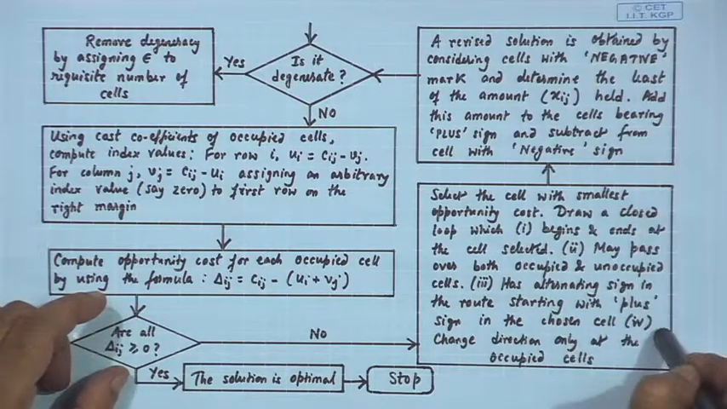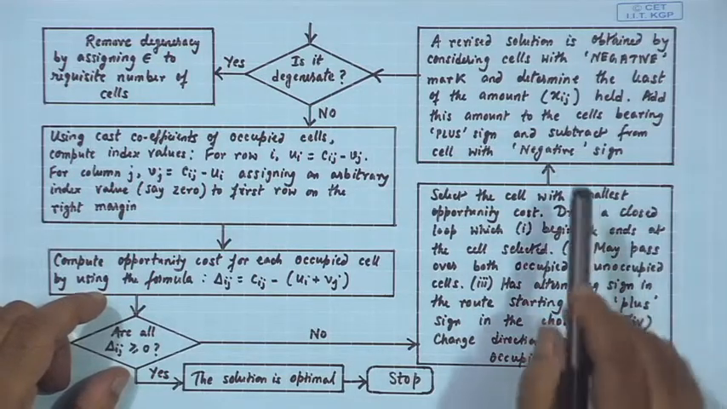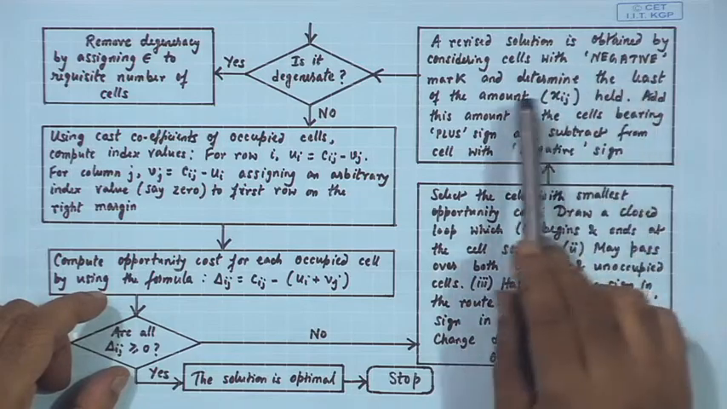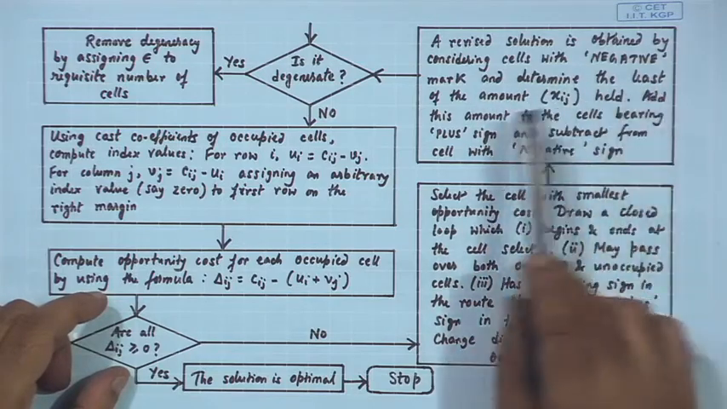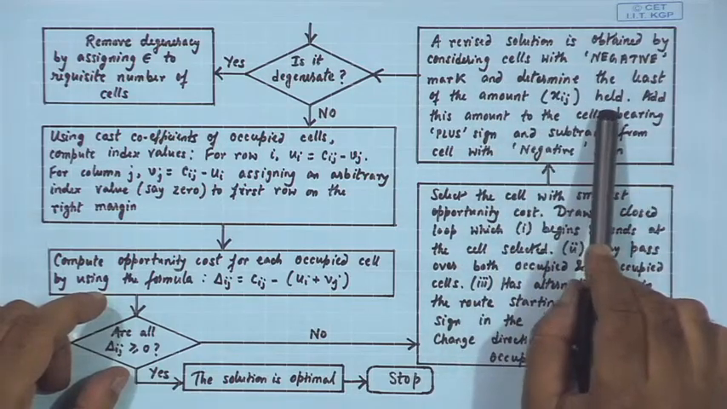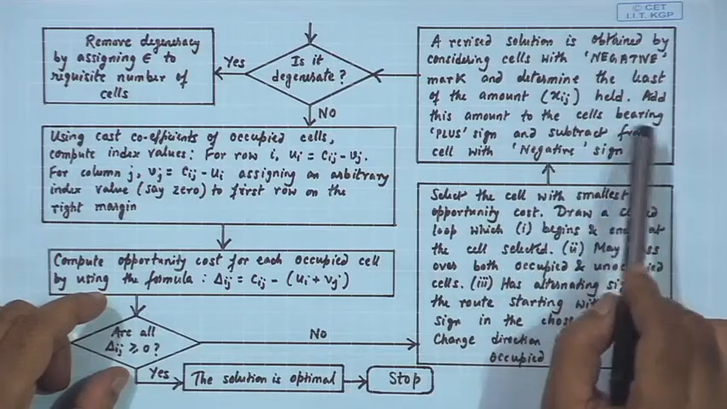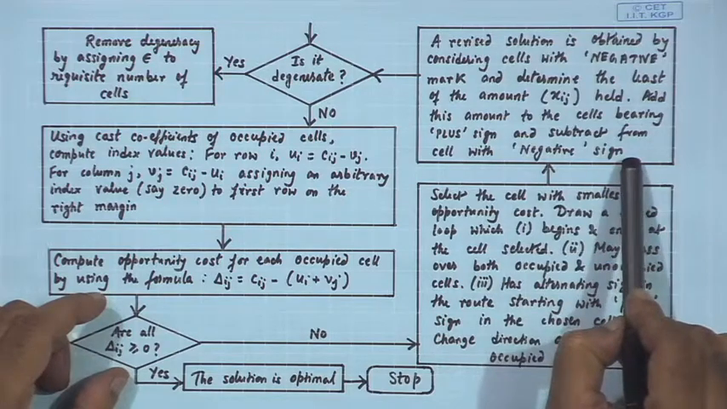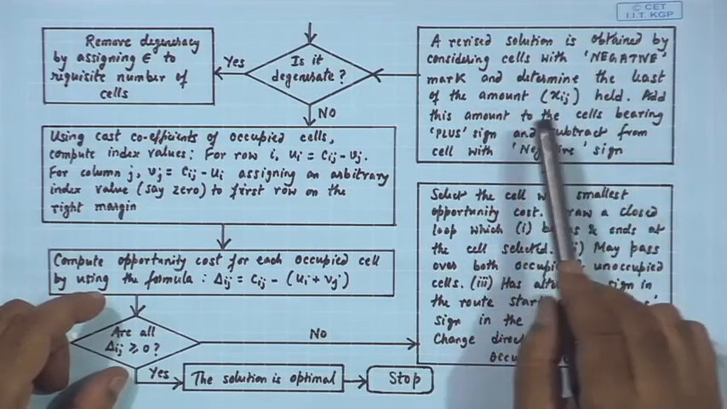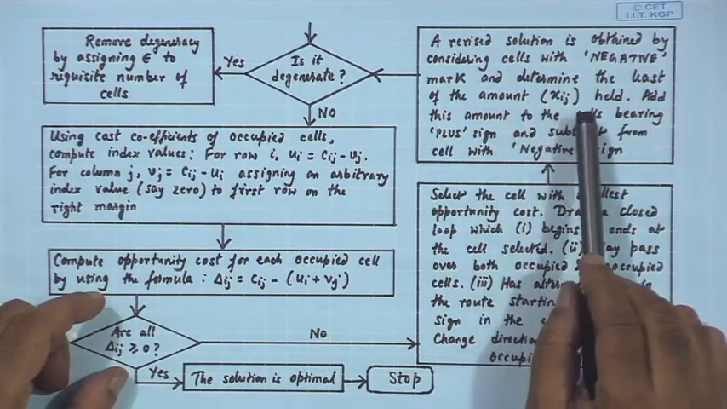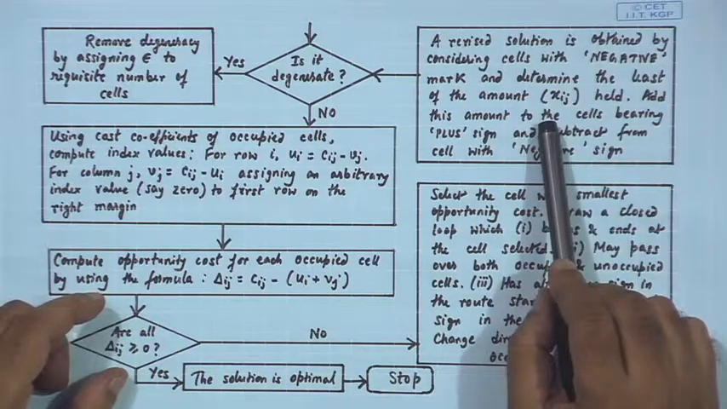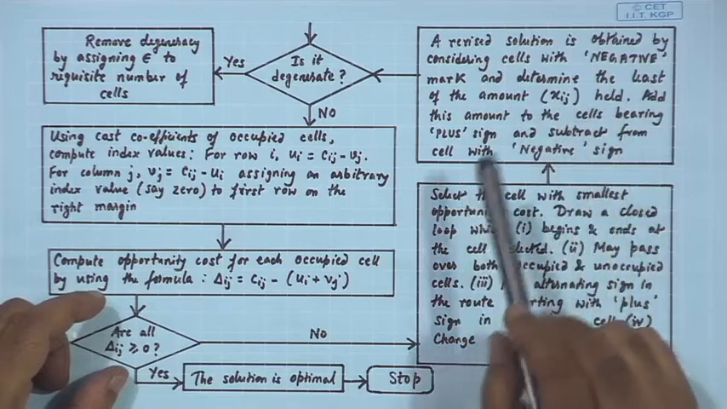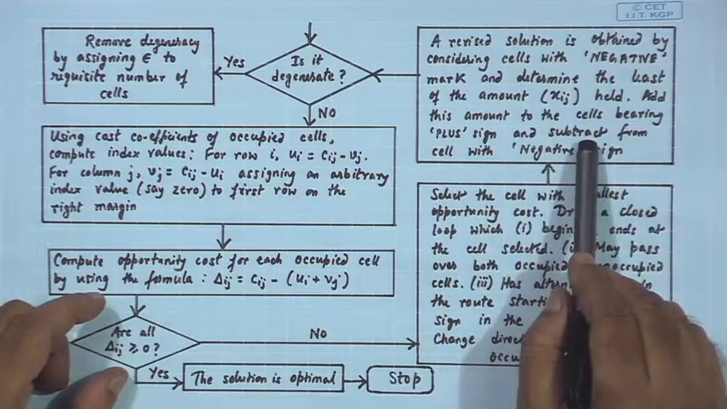that we are specifying by this step. Then a revised solution is obtained by considering the cells with negative mark and determining the lowest amount held. Then add this amount to the cells bearing plus sign and subtract it from the cells with the negative sign. That means, on this you find out the lowest cost, and that lowest cost will be added and subtracted depending on the cells of that particular loop.